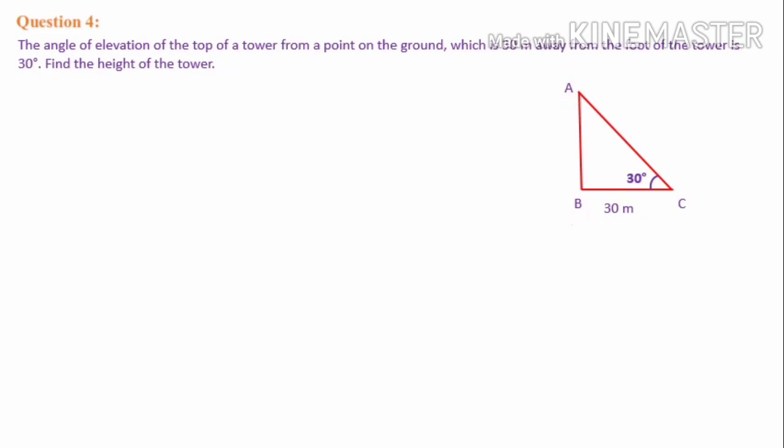So AB is the height of the tower, BC we have. We have to identify the sides with respect to this 30 degree angle. This is opposite and this is adjacent. So the relation O by A is tan. By using the tan ratio, we have to calculate the length of AB. So AB will be the height of the tower. This question you will do as homework.